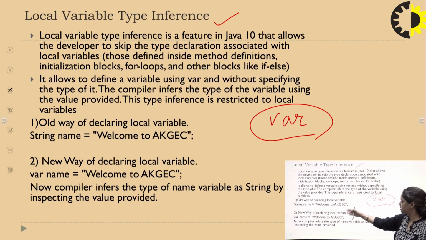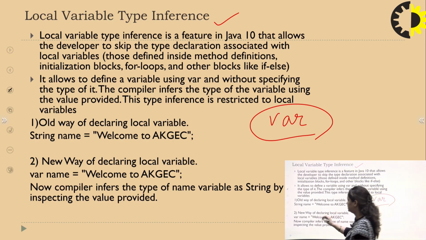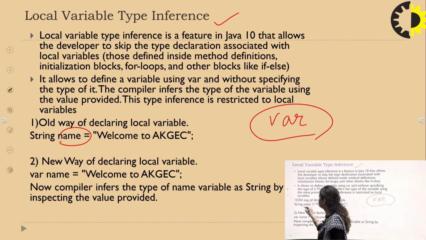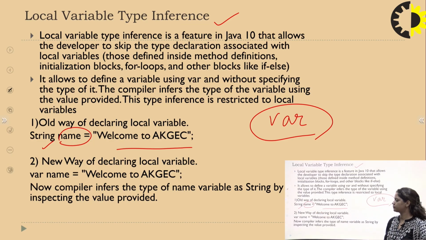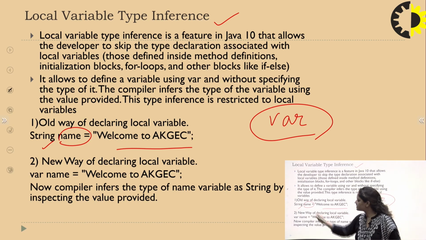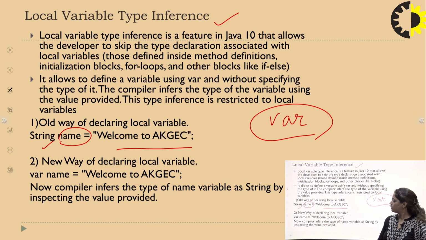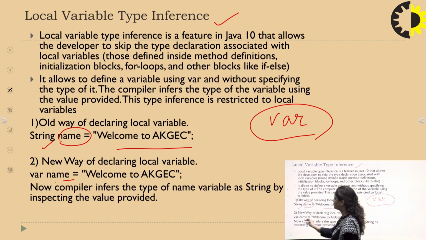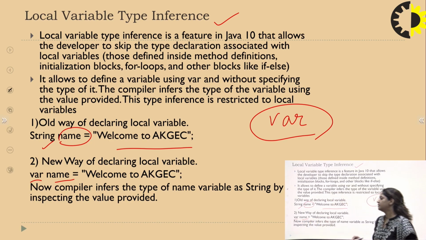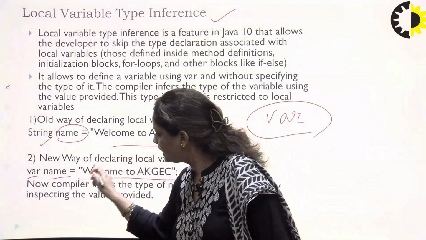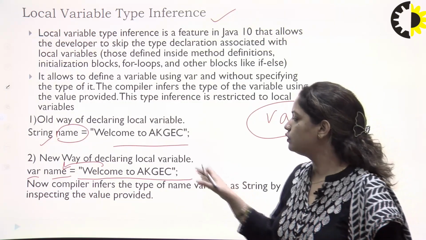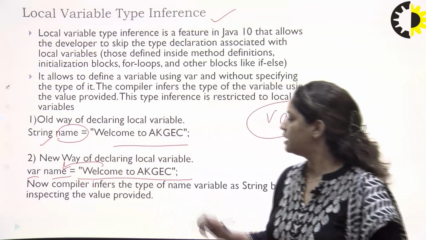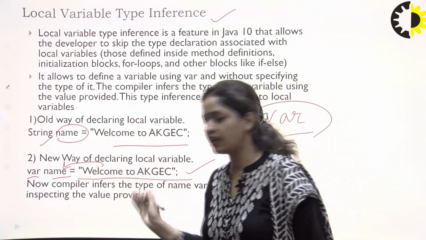Let's have a look at this example. Here I have declared this name variable to be a string holding "welcome to AKGEC, Ajay Kumar Garg Engineering College". So we know that this name variable is now of type string. What will happen if I write this name to be var? This name will be capable of holding any kind of data inside it, depending upon the value assigned to it. If I am sending a string to name, then it will hold a string.